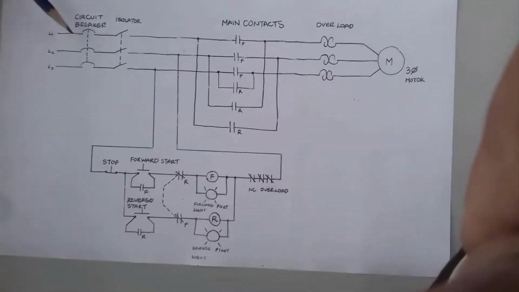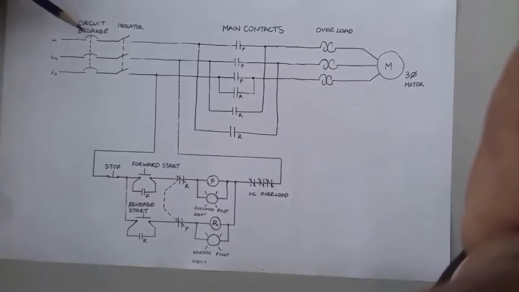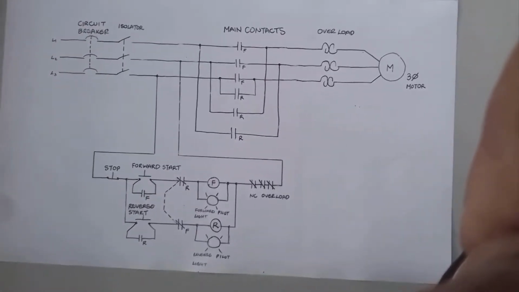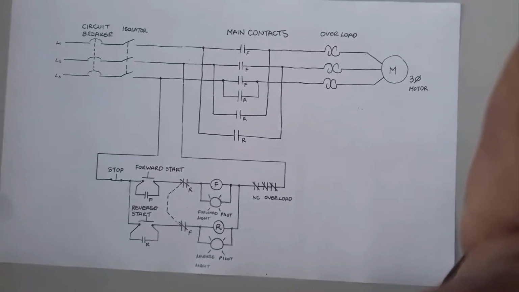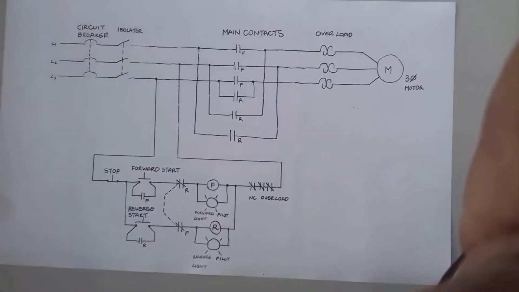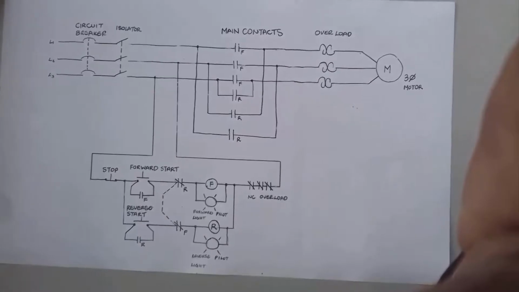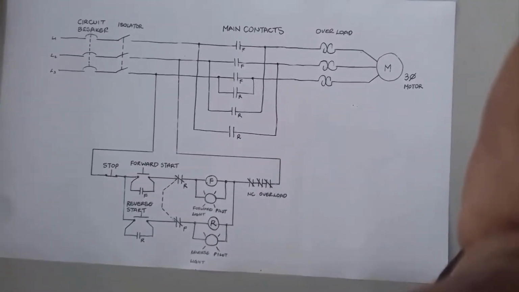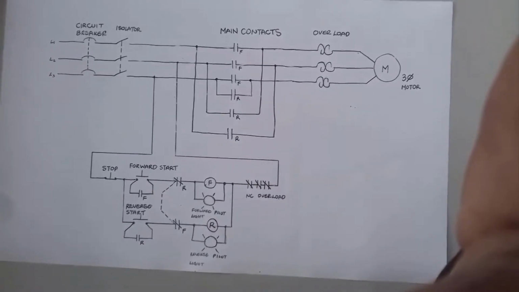We have our circuit breaker here. You see it goes across all three phases and is mechanically interlocked, so you have to open and close all three phases at the same time. And the circuit breaker is used to protect the conductors from being damaged when you have overload current.